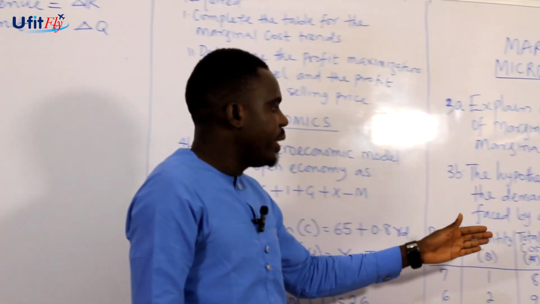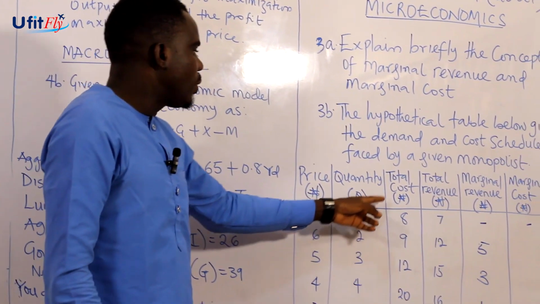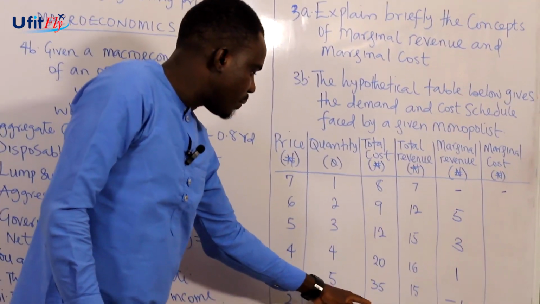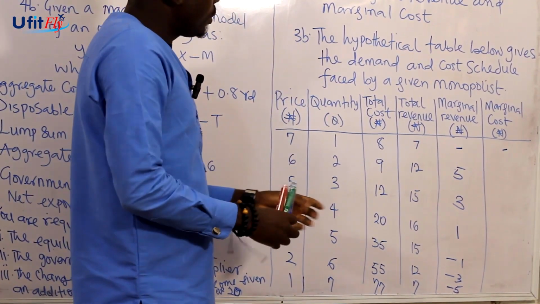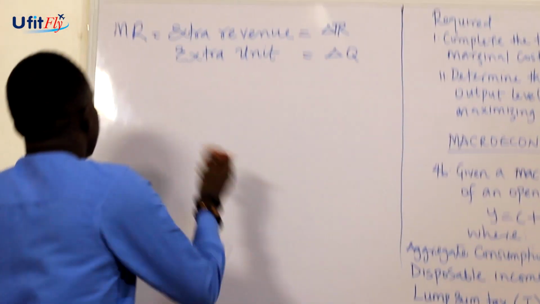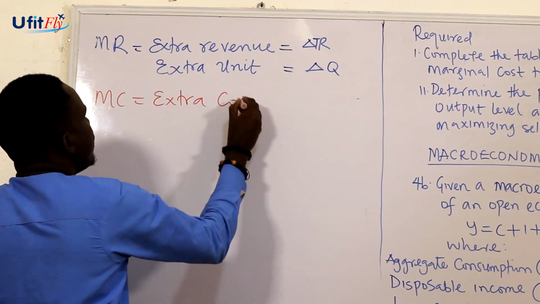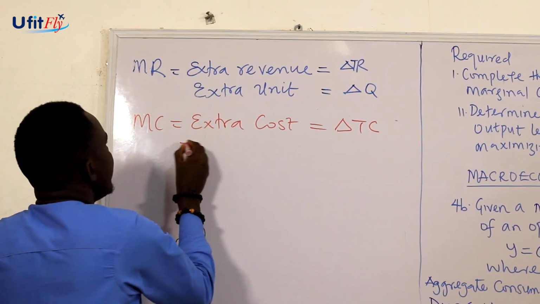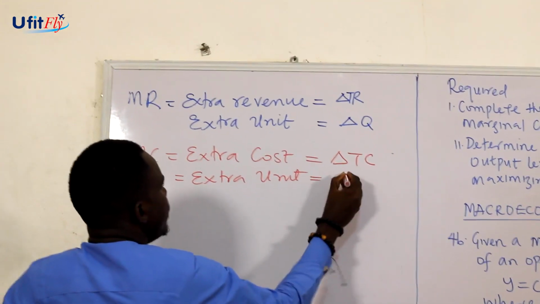Now, we are to estimate the marginal cost. From the illustration, it is clear that the total cost for respective outputs are 8, 9, 12, 20, 35, 55, and 77. So just as established under marginal revenue, the marginal cost also is the extra cost, which represents change in total cost with respect to extra units, which is change in quantity.